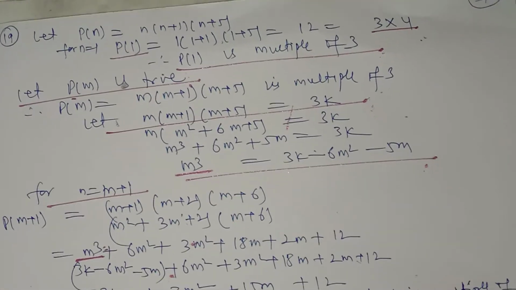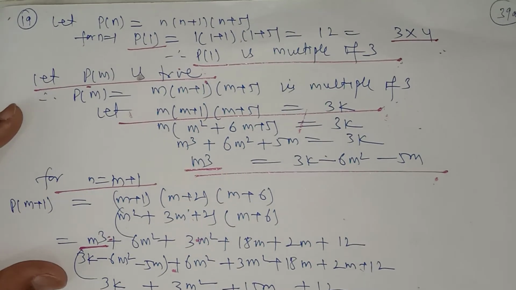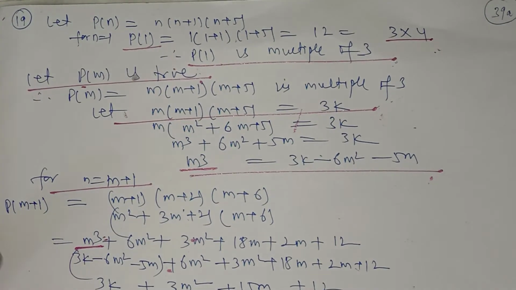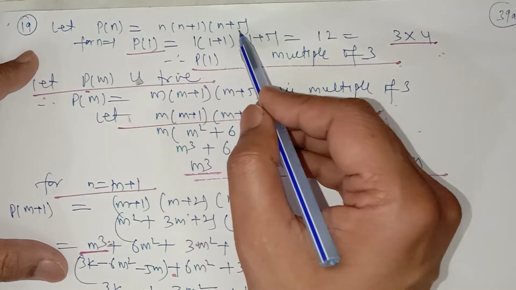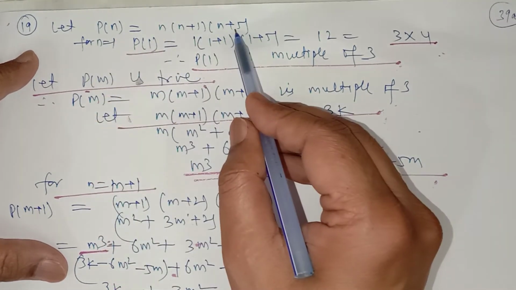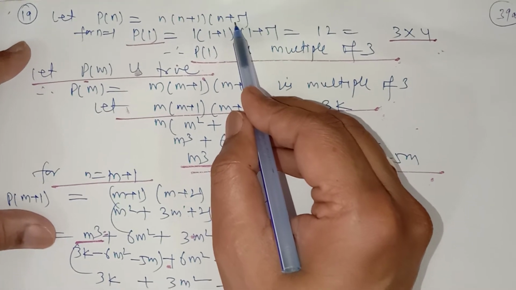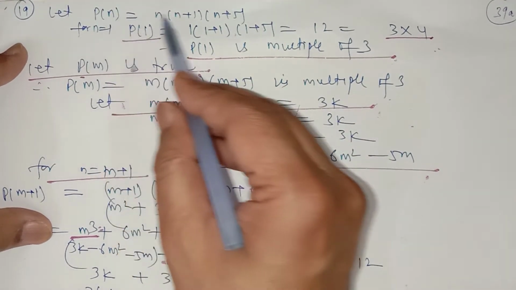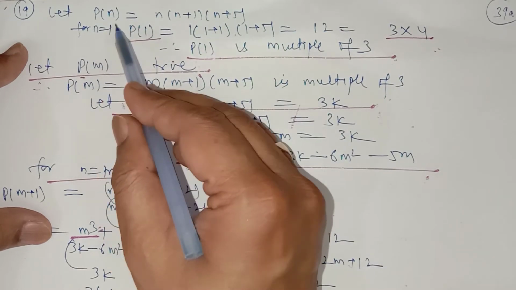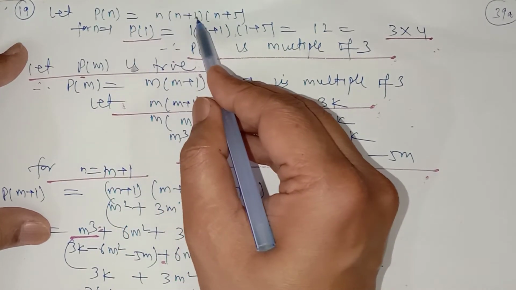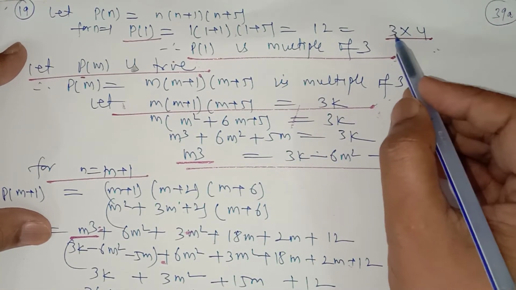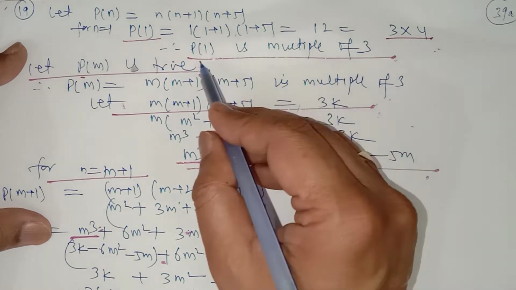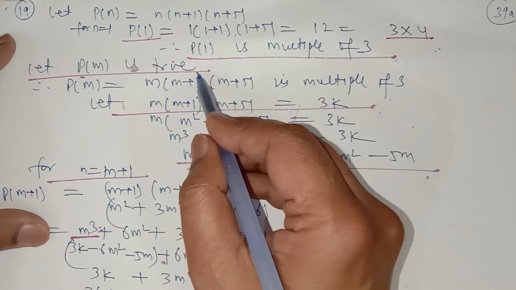Now one question remaining in this exercise is question number 19, and I think I had left that. So we'll discuss 19 here. Now the statement here is n into n plus 1 into n plus 5, and you have to prove that this is a multiple of 3. So as usual, you let this equal to Pn. For n is equal to 1, P1 will be equal to 1 into 1 plus 1 into 1 plus 5, which comes out to be 12, for which I can write 3 into 4, which means it is a multiple of 3. So P1 is a multiple of 3, or we can say that P1 is true.